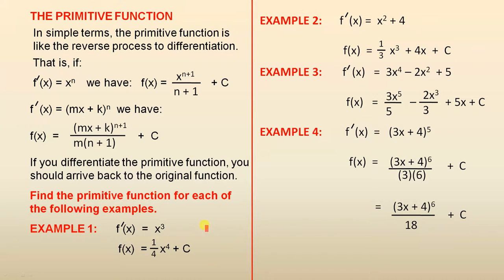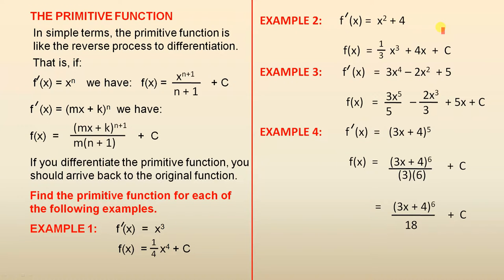Let's have a look at some examples. Find the primitive function for each of the following examples. If f dash x equals x cubed, therefore f x, following the rule here, is a quarter x to the power of 4 plus c. Now if you differentiate this, you will get x cubed.